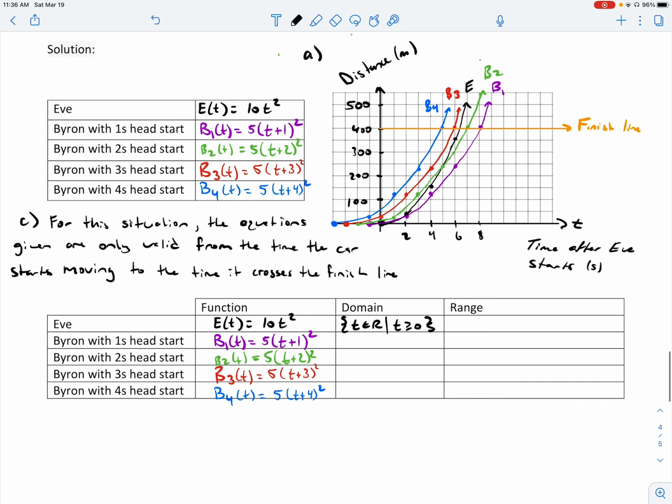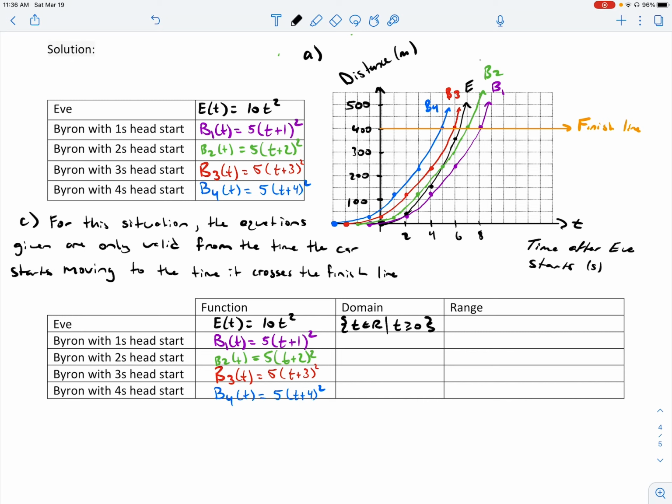I could take Eve and see what time she crosses the finish line, and use that for my domain. But we're also not sure what version of Byron she's racing against, so Byron might not finish until a little bit later. So we'll just say T greater than 0.